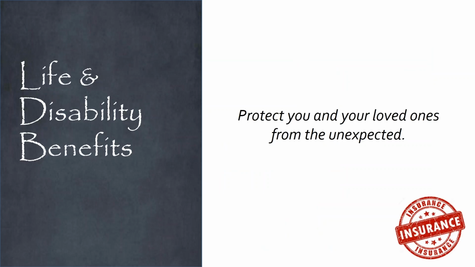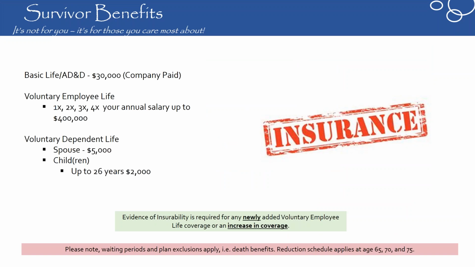Okay, life and disability benefits. So survivor benefits, AKA life insurance. We do provide to you $30,000 of basic life and accidental death and dismemberment coverage that's paid by the company. Voluntary employee life, you can choose 1, 2, 3, or now 4 times your annual salary, up to $400,000. When you elect voluntary life, you can also cover your dependents or provide a small life insurance policy for them. Spouses, it's $5,000. Children up to age 26 is $2,000.